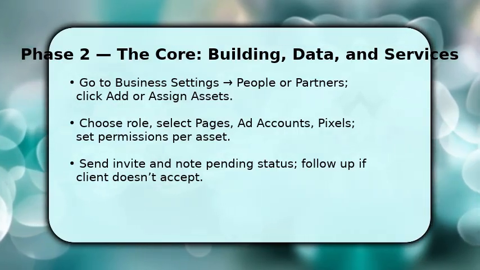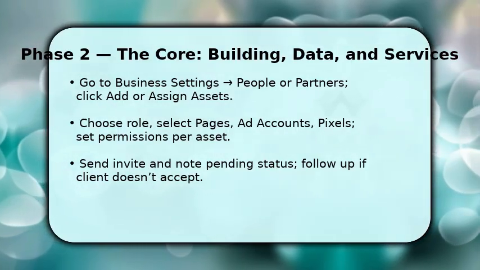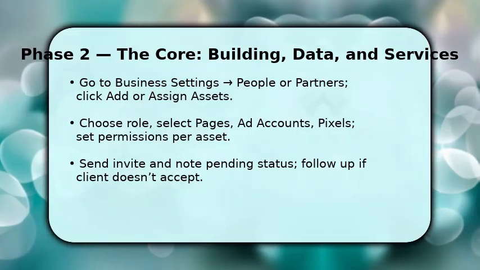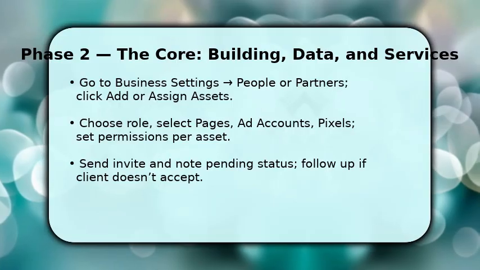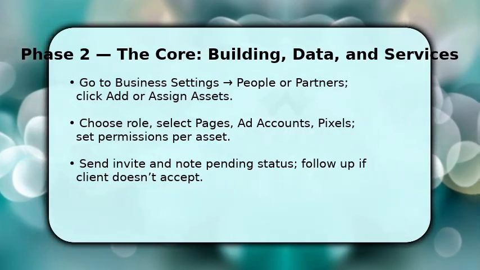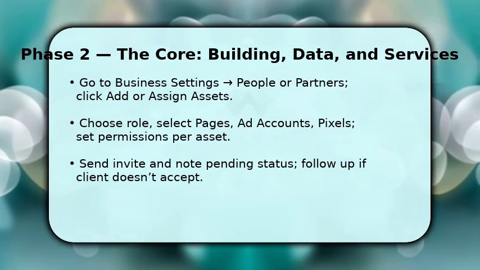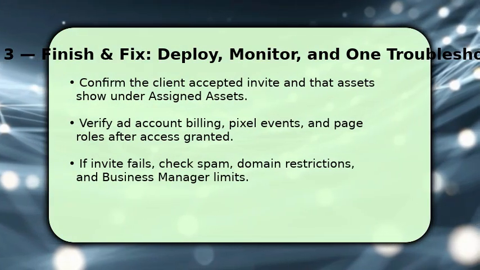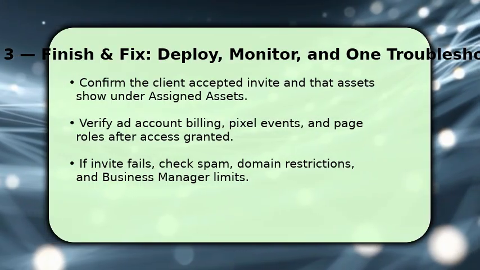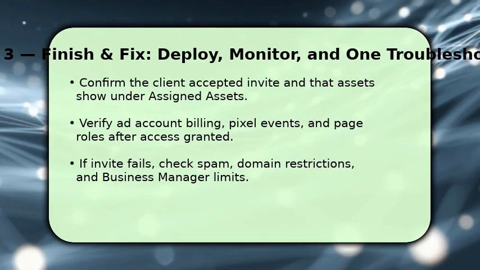Once you assign assets, send the invite and watch the pending status. If the client is another business manager, request their business ID and send a partner request instead of an individual invite. Finish by confirming the client accepted the invite and that assigned assets appear under Assigned Assets. This ensures access is active.